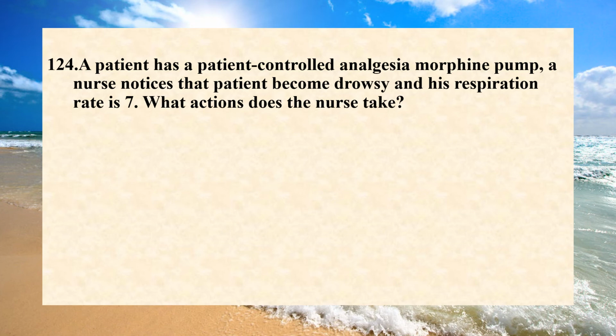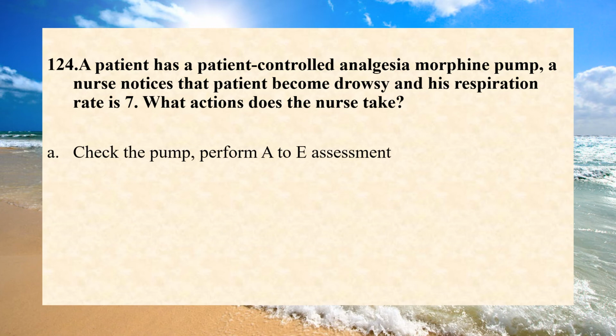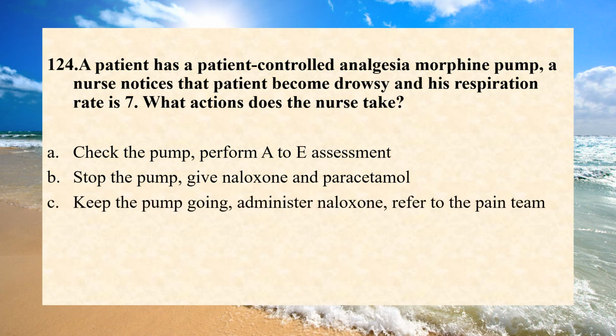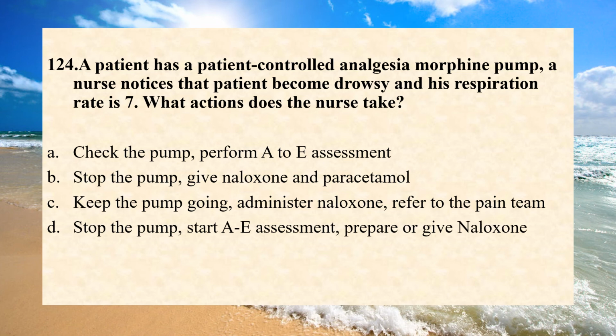A patient has a patient-controlled analgesia morphine pump. A nurse notices that the patient becomes drowsy and his respiration rate is 7. What action does the nurse take? Option A. Check the pump. Perform A to E assessment. Option B. Stop the pump. Give naloxone and paracetamol. Option C. Keep the pump going. Administer naloxone. Refer to the pain team. Option D. Stop the pump. Start A to E assessment. Prepare or give naloxone.